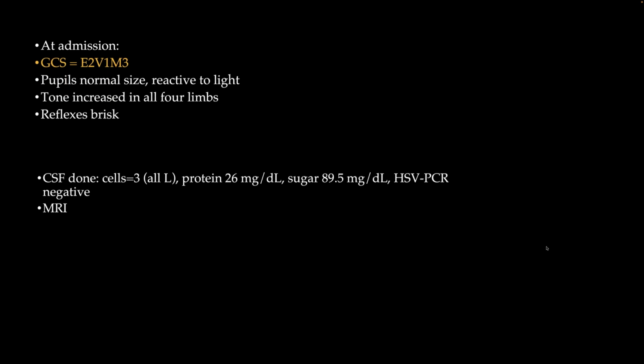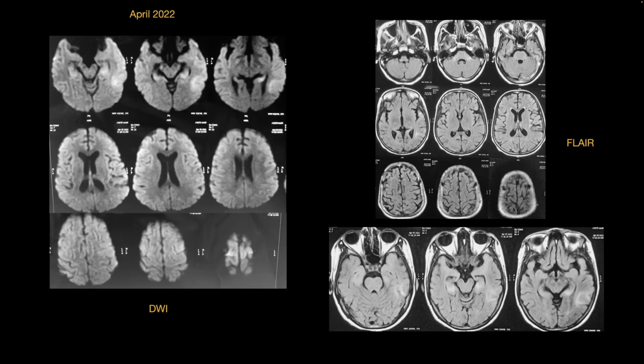Nothing else much is available at this point in time, but the outside neurologist did a CSF and an MRI. The CSF showed 3 cells, all lymphocytes. Protein was 26 milligram per deciliter, so that was normal, and the sugar was 89.5 milligram per deciliter. We don't have a concomitant random blood sugar available. HSV PCR was also done in the CSF, which was negative. After this, the patient was initiated on acyclovir.